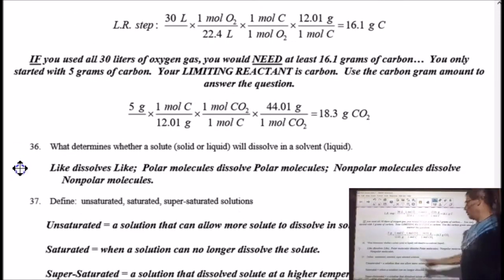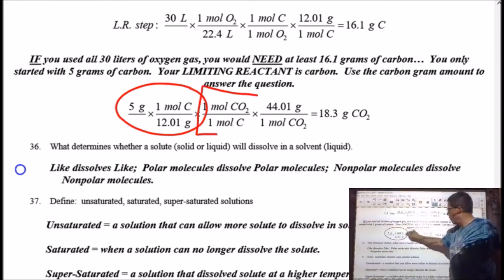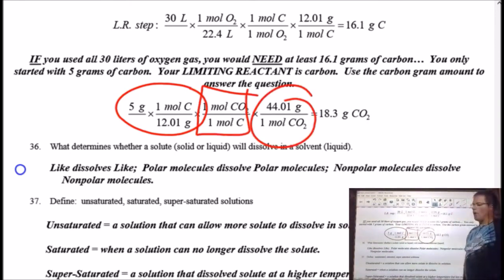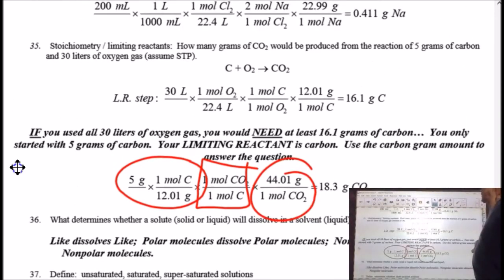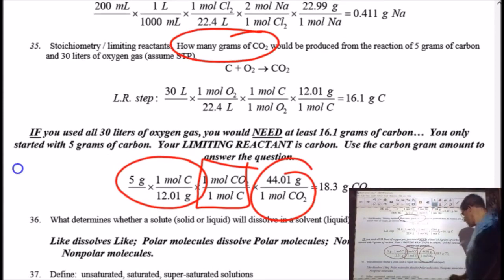So take your limiting reactant, do the same thing. Change it into moles, then use your mole ratio, and then go back to the desired unit, because again, in this question, it wanted to know how many grams of carbon dioxide was going to be produced. So that works out well. Okay?